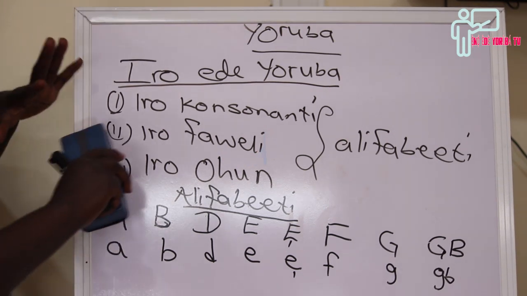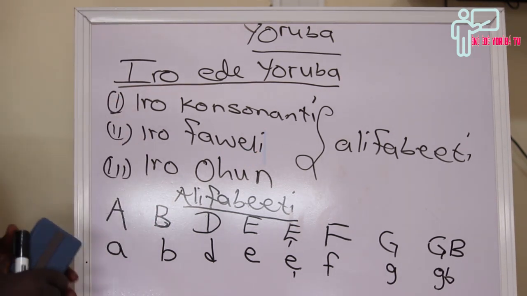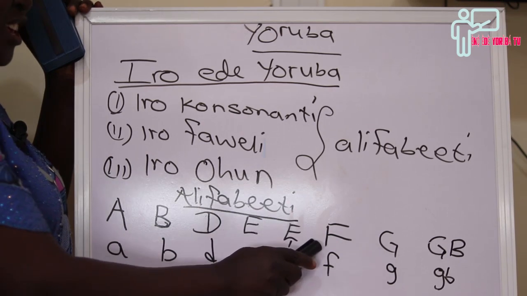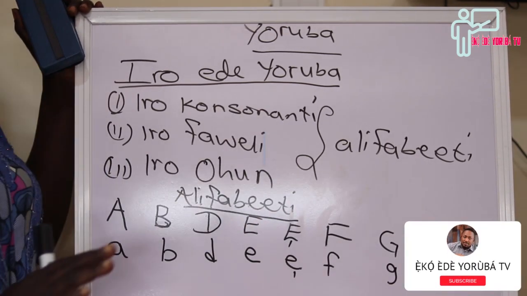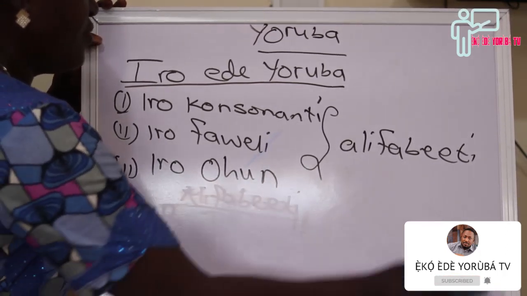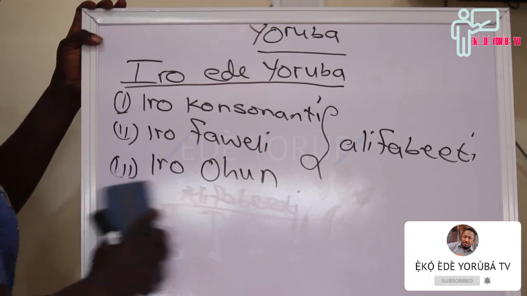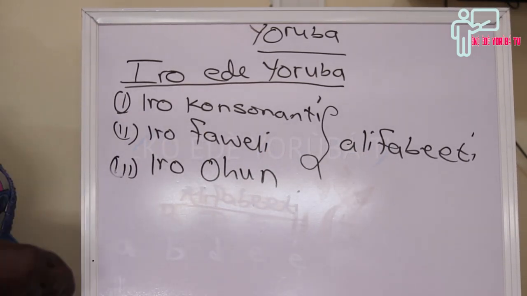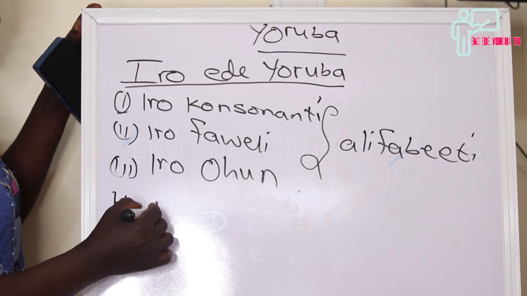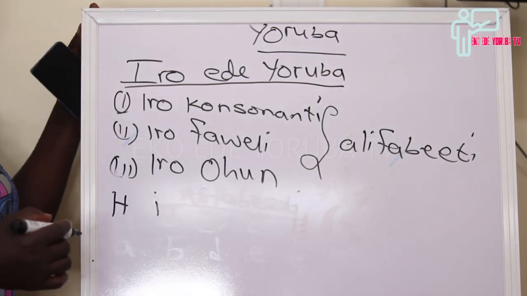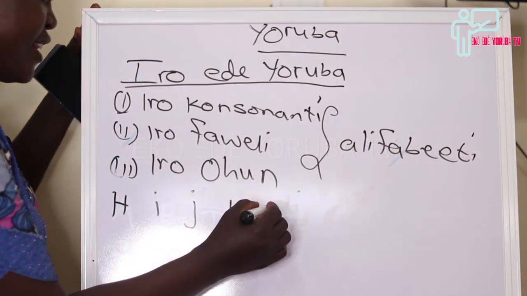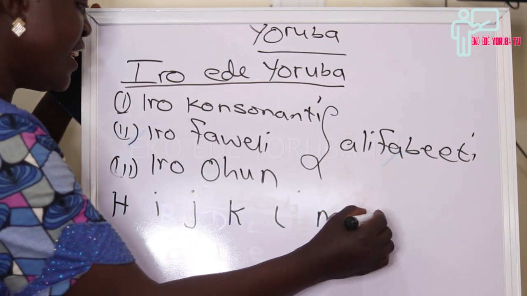Ẹ jẹ́ ká kà á, mo fẹ́ pa ojú pátákó rẹ́ ń sìn ká tó tẹ̀síwájú. A B D E Ẹ F G B. Eléyìí là ń pè ní hí. Eléyìí ni i. Jí, kí, lí, mí, ní.